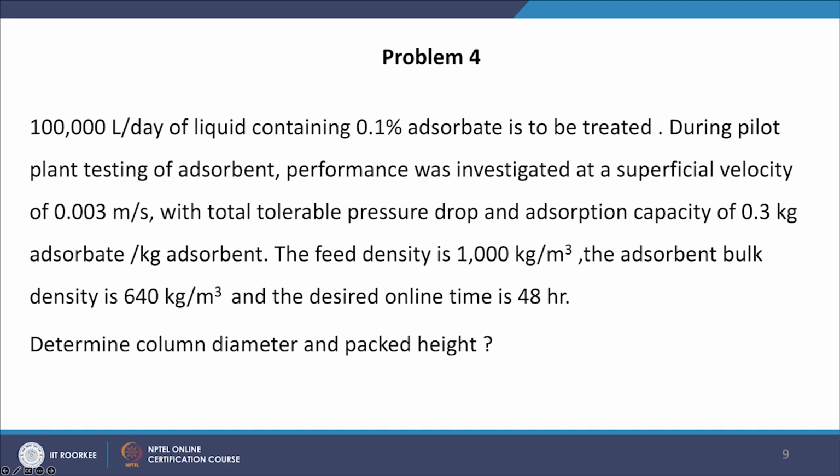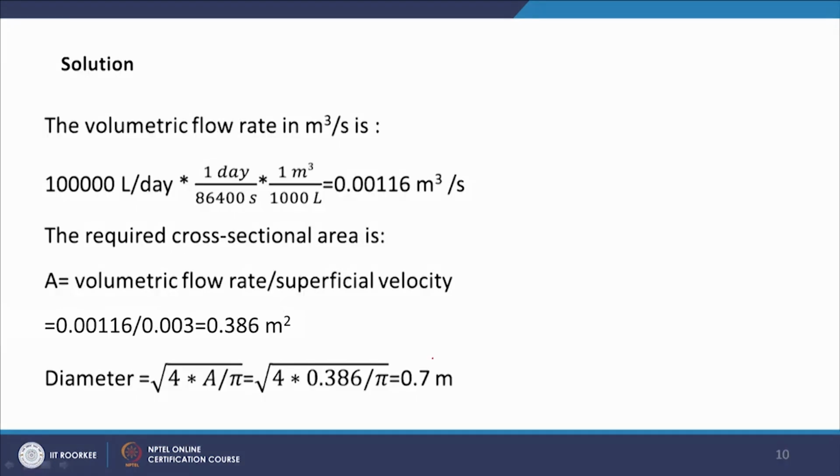So, again an adsorption based problem, we have to determine the column diameter and packed height. So, certainly in that case we will be using the mass balance. The volumetric flow rate in meter cube per second, if we want to calculate, we have 1 lakh liter per day. So, 1 lakh divided by 86400 seconds, that is the conversion from day to second, and then this is liter per day, we are interested to convert it into meter cube, so again we have to divide it by 1000. These divisions are done basically to convert the unit. So, from liter per day we are now getting meter cube per second, that is 0.00116 meter cube per second.